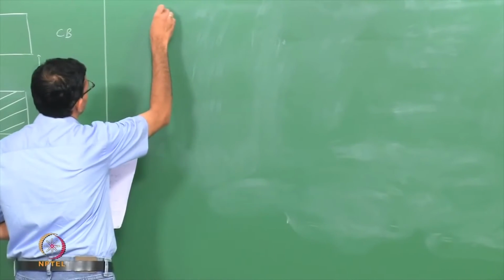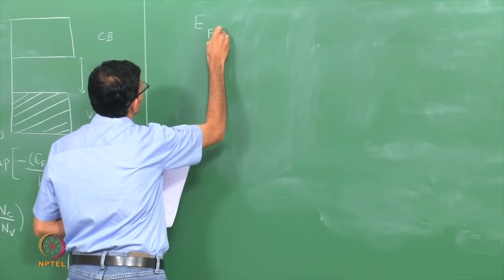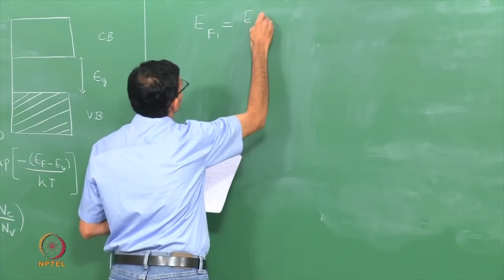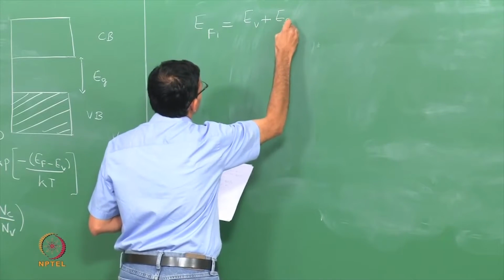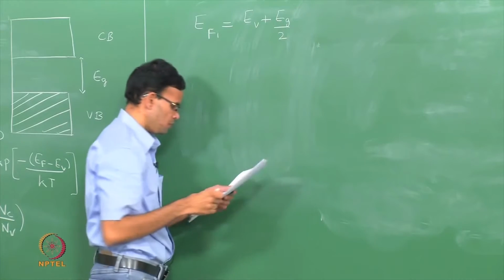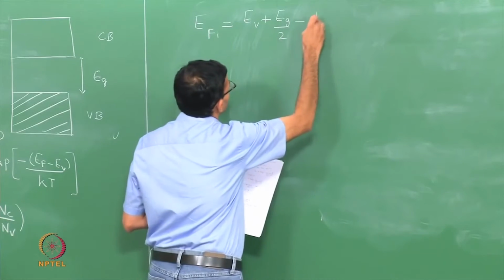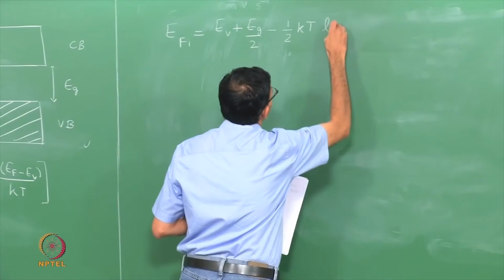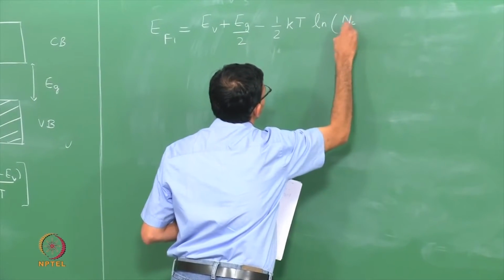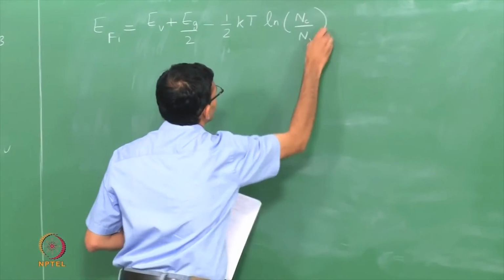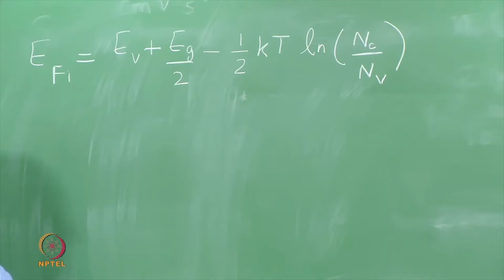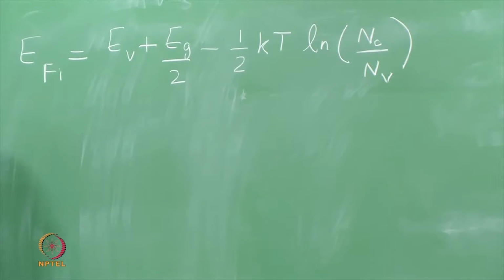So, let me rewrite the expression for EFI. EFI is EV plus EG over 2 minus 1 half KT ln of NC over NV. Now, NC and NV are also related to the effective masses of the electrons and holes. You have seen that expression before.